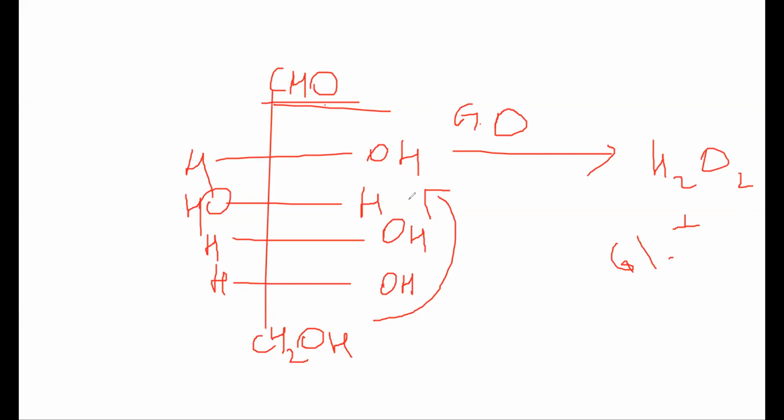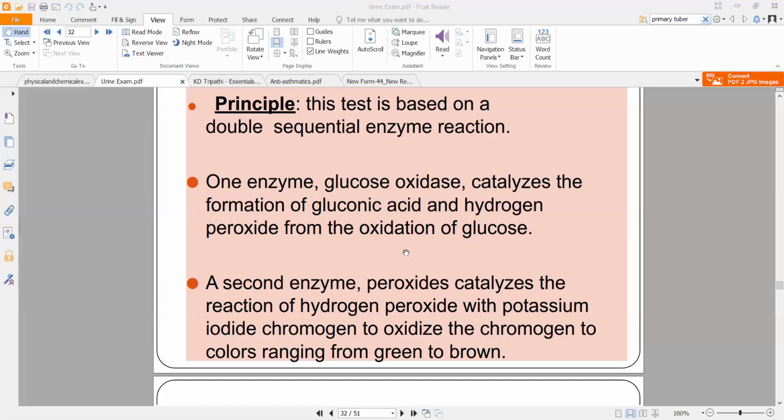There's another way of testing glucose. If the patient's urine has glucose, when I'm subjecting it to this particular enzyme, I will get this and this. Okay, that is the way of interpreting it. Hold on. So as you can see, if I take glucose and I oxidize it with glucose oxidase, I will get gluconic acid and I will get hydrogen peroxide.